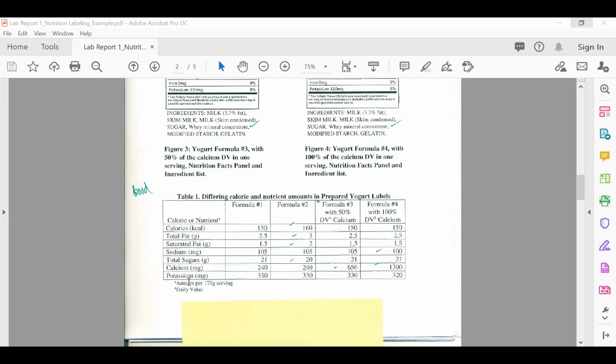So calorie or nutrient, and then here they said amount per 170 grams serving. So that was very specific.